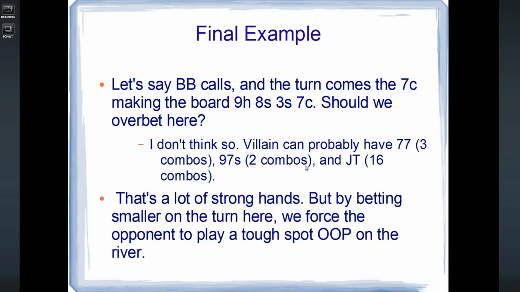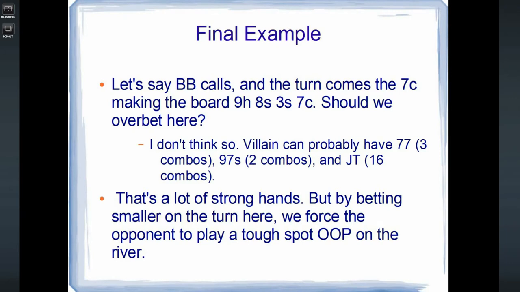So yeah, I don't think I'd really overbet here. That's a lot of strong hands, but by betting smaller on the turn here, we force our opponent to play a tough spot out of position on the river, as well as make his check raises less effective. So again, on this turn, if I'm going to bet, since I want to keep my positional advantage and I want to make my opponent have to defend a wider range on the following street, I want to make his check raises less effective, I think a smaller bet on this turn is going to be fine. So again, I'd probably bet like 50% of the pot on the turn with a lot of my range, because I want his check raises to be less effective.